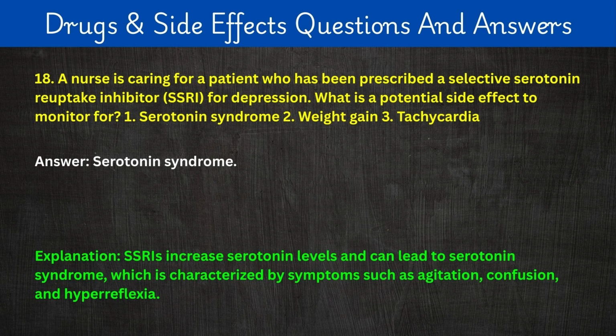18. A nurse is caring for a patient who has been prescribed a selective serotonin reuptake inhibitor, SSRI, for depression. What is a potential side effect to monitor for? 1. Serotonin syndrome. 2. Weight gain. 3. Tachycardia. Answer: serotonin syndrome. Explanation: SSRIs increase serotonin levels and can lead to serotonin syndrome, which is characterized by symptoms such as agitation, confusion, and hyperreflexia.